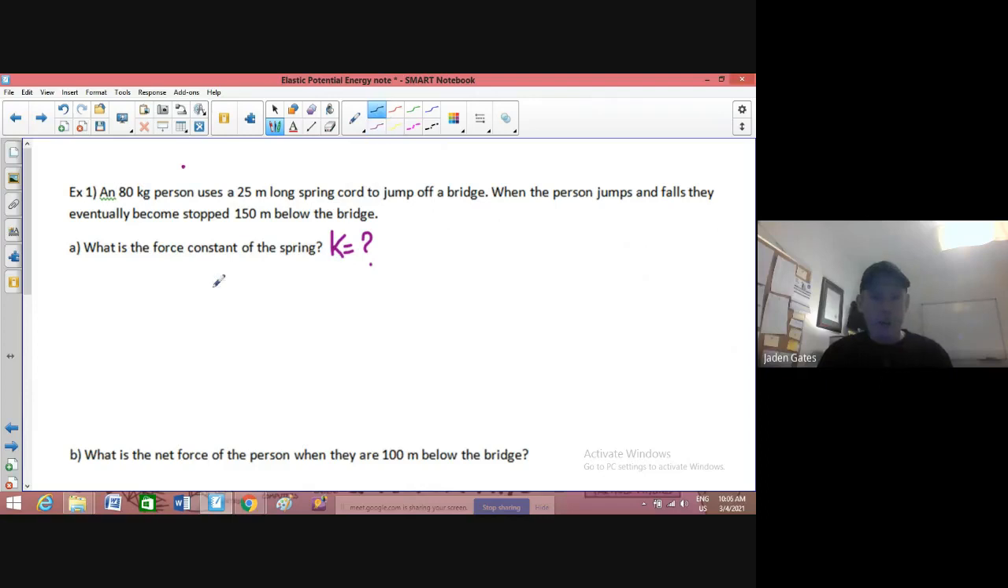All right, now I'm going to draw a little bit of a picture of what we've got going on. Here's my bridge. The string, or the bungee cord, hangs down.